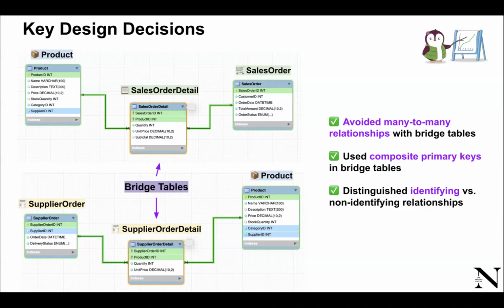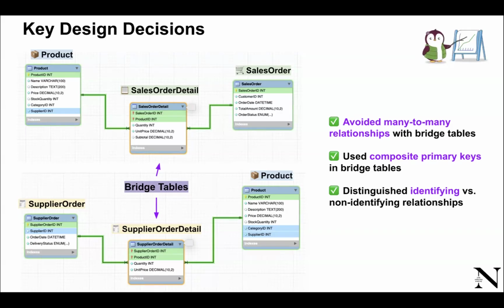To resolve this, we introduced the sales order detail bridge table. This table links both entities and records details like quantities and unit price for each product in an order. So this table will help us maintain accurate data and make queries easier.